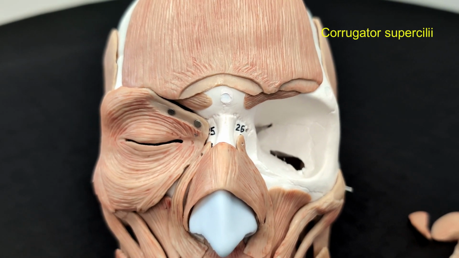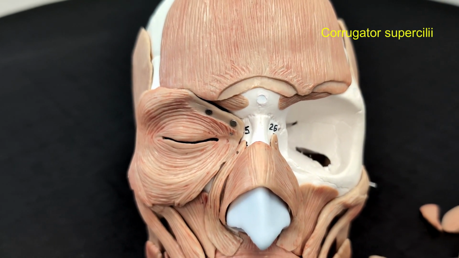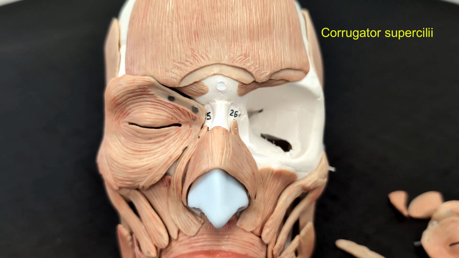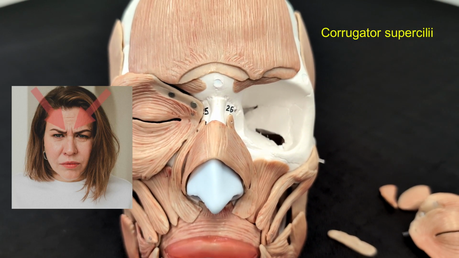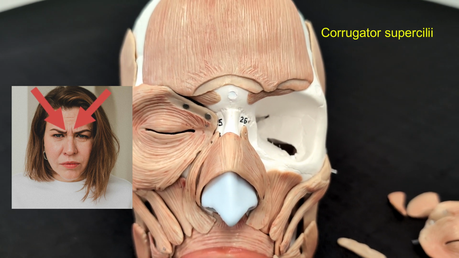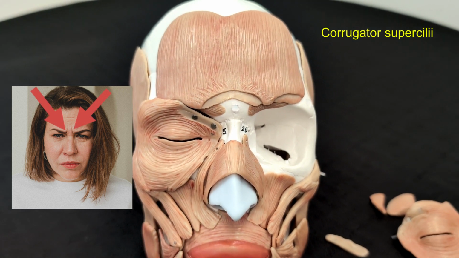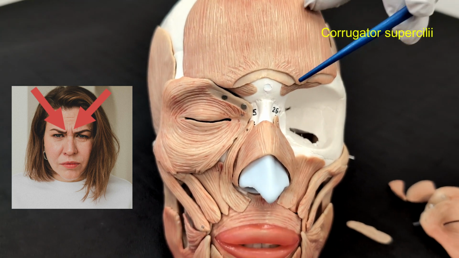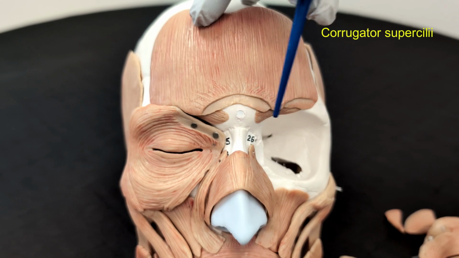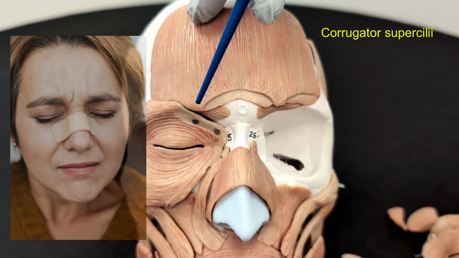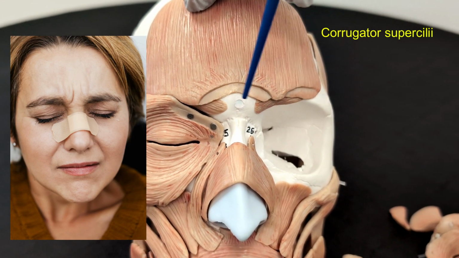Hence, it draws the eyebrow downward and medially, producing vertical wrinkles, or the frowning wrinkles, vertical corrugations. Hence the name Corrugator Supercilii, present in the glabellar region of the forehead. It may be regarded as the principal muscle in the expression of suffering.